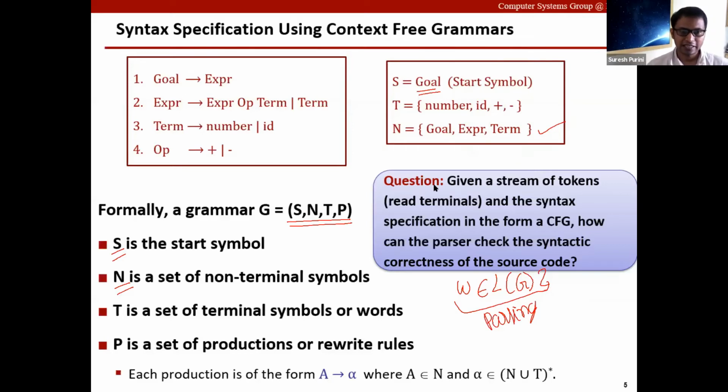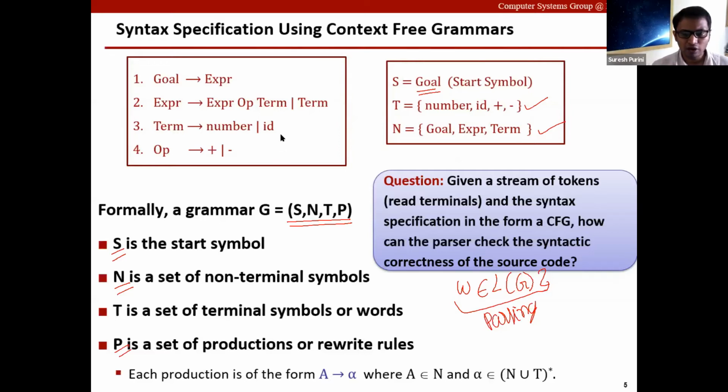Okay, and then there is a set of terminal symbols, which is denoted by T. In the example grammar that we have, we have four terminal symbols: number, ID, plus, and minus. And P denotes a set of substitution rules or production rules. Here in this grammar, on line 1 we have one substitution rule or production rule, and on line 2, we have two substitution rules. Line 3, we have again two substitution rules. Line 4 also has two substitution rules.